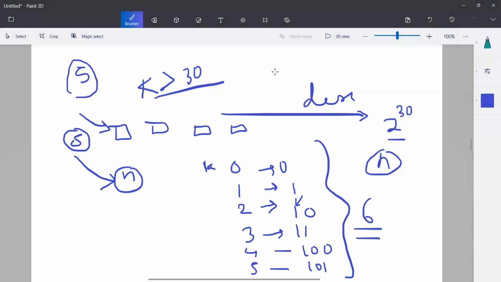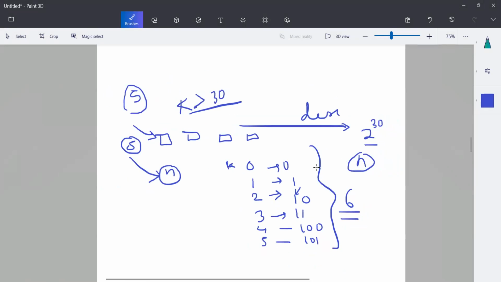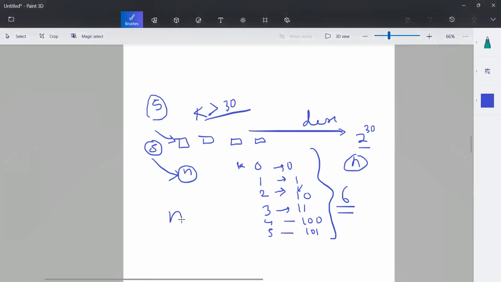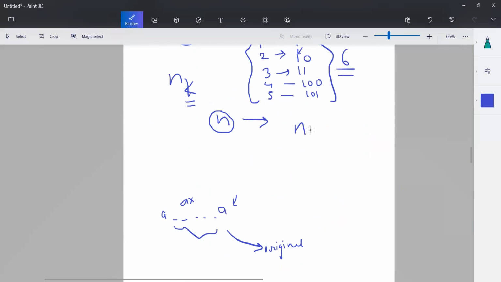I'll discuss that also. So basically, here n equals 5 and k equals 30, where k is around 30 or more than 30 right now. So basically, I have 6. For any n, forget about k right now, how many ways will I have? n plus 1, right? When n is 0, write its binary form as 0.